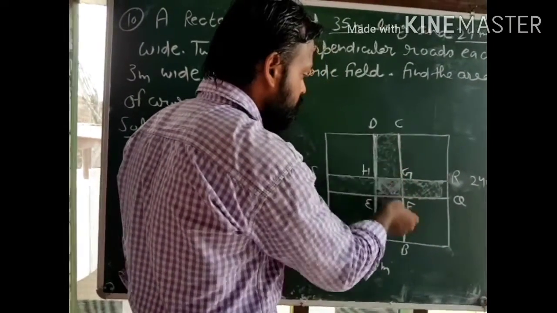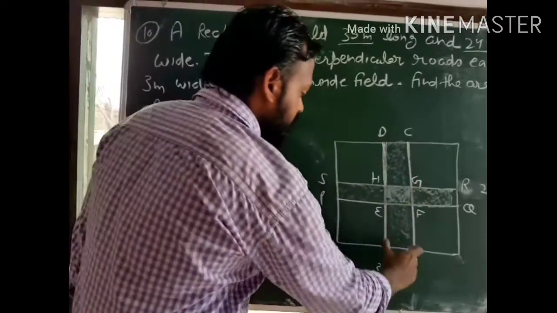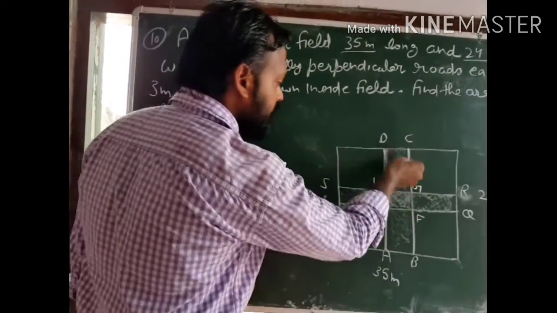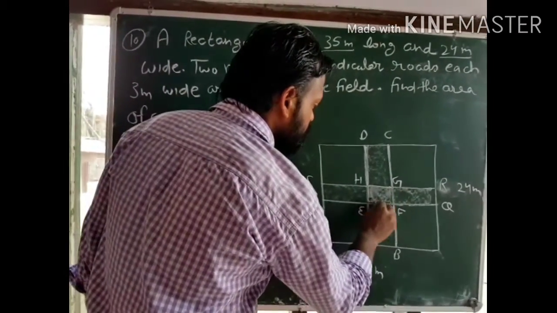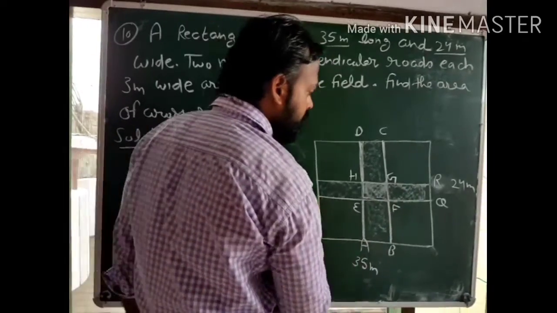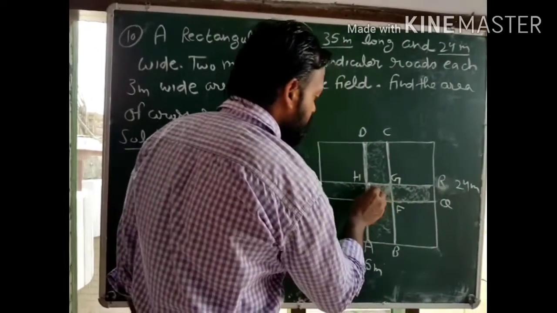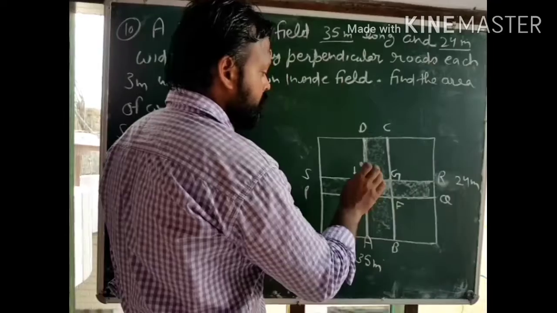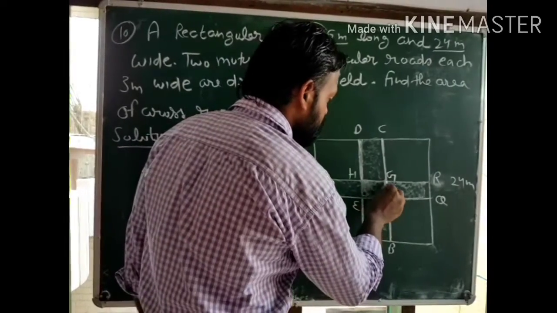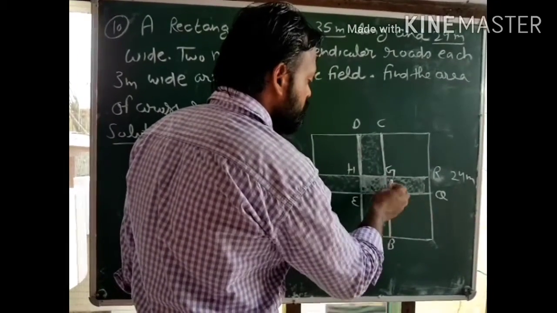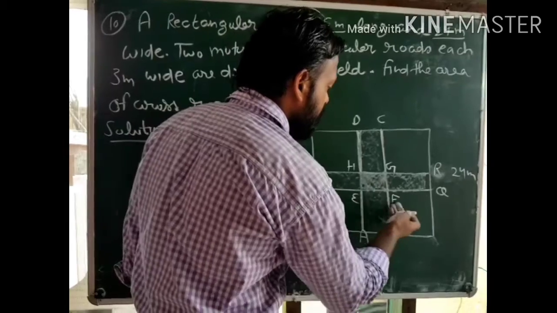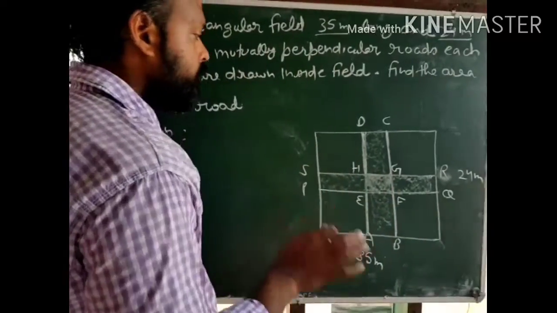So you can see, when we are finding the area of this A B C D, at that time this area is also included. And when we are finding the area of this PQRS, at that time this area is also included. So that is why we have to mark this one also. We can suppose this as a third rectangle. This is EFGH. So I hope this is clear to you.